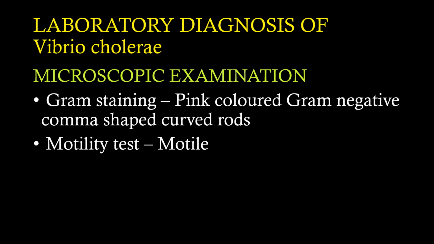Then laboratory diagnosis of Vibrio cholerae. It includes microscopic examination. Gram staining shows pink-colored gram-negative comma-shaped curved rods. Motility test shows motile.